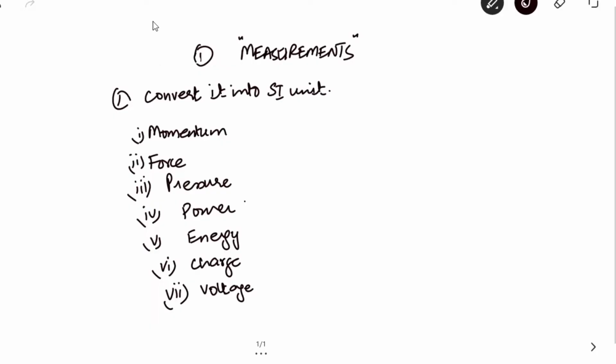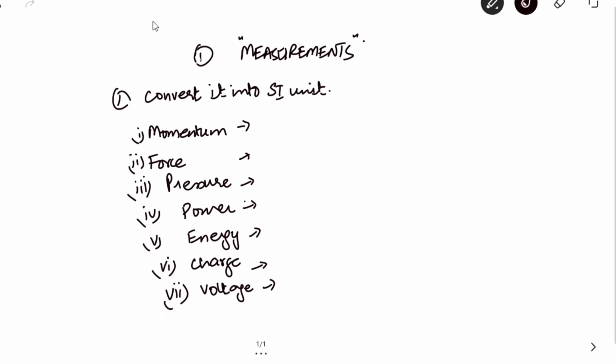So as I was saying earlier, in the first topic, what we are often asked in the examinations, and that is often question number 1 along with the different definitions, is to convert the quantities into SI units. For example, momentum, force, pressure, power, energy, charge, voltage. Each and everything they say to convert into SI units. So we will be going step by step.